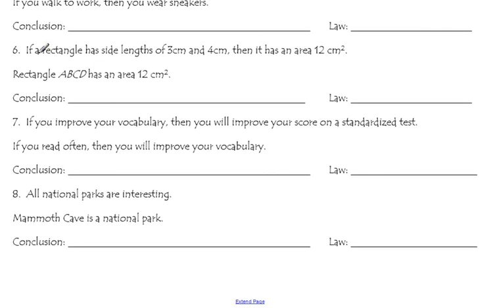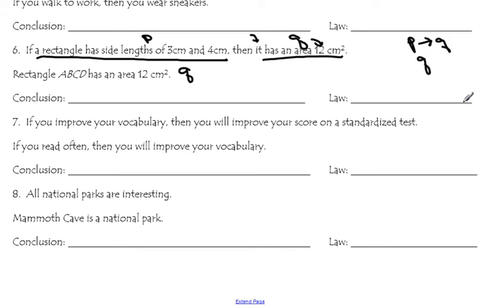Number 6. If a rectangle has side lengths of 3 centimeters and 4 centimeters, that's P, then it has an area of 12 centimeters squared. That's Q. Rectangle ABCD has an area of 12 centimeters squared. So it, being the rectangle, having an area of 12 centimeters squared refers to Q. Well, we have the pattern here of PQQ, and this does not fit the pattern of one of our logic laws. So our conclusion would be no valid conclusion.